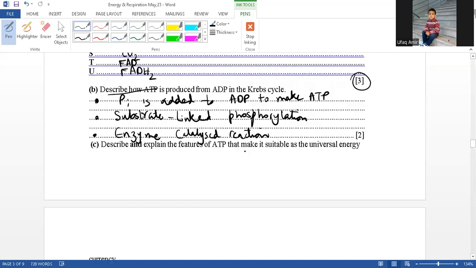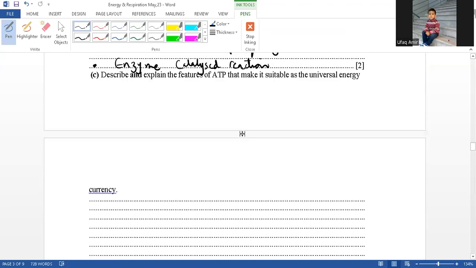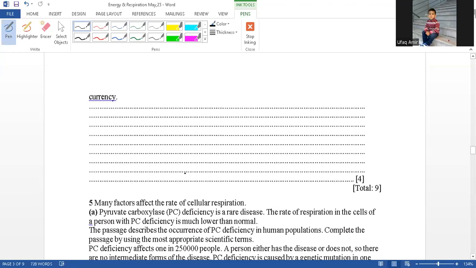Next is describe and explain the features of ATP that make it suitable as a universal energy currency. See, I've told you that this is also a very important past paper question, and we discussed it. Can you tell me?